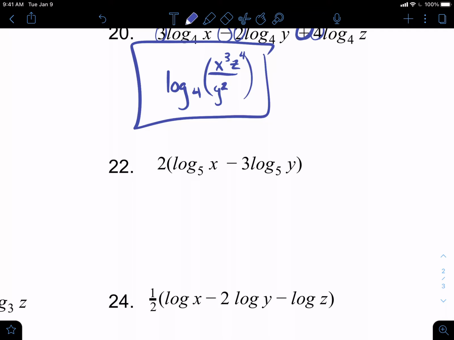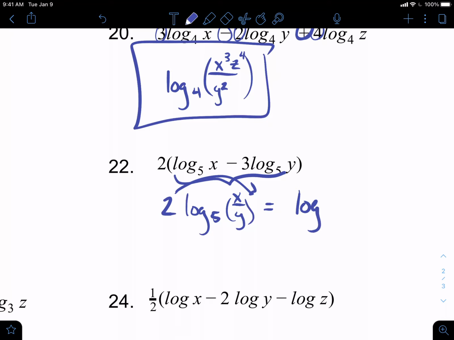Looking at number 22, a couple different ways to approach this. I'm going to deal with the 2 later. So I'm going to put these together to start. So I will have log base 5 of x over y. Now I know I do still have a 2 in front, so that 2 needs to pop up to the exponent. So this will be the same as log base 5 of (x over y) squared.